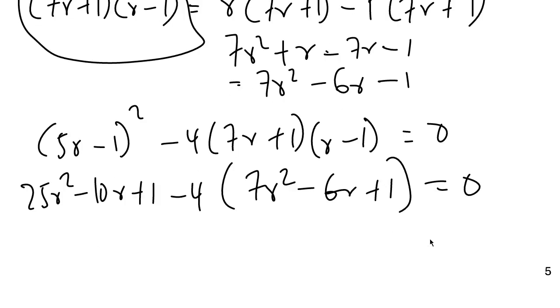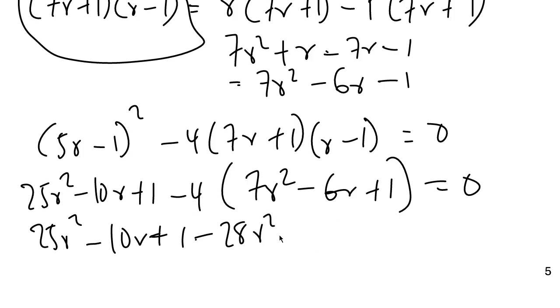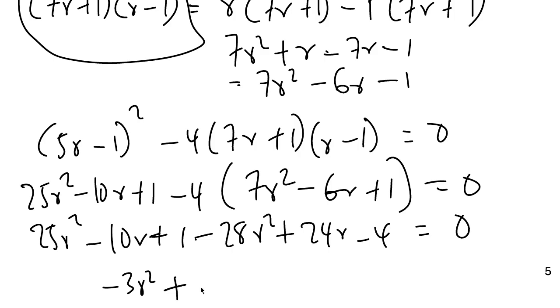Then on expansion of this, we get 25r squared minus 10r plus 1. Negative 4 times 7 is negative 28r squared. And then negative 4 times negative 6 is positive 24r. And then negative 4 times negative 1 is positive 4, everything equal to 0. So taking this and this, 25r squared negative 28r squared is negative 3r squared. And then negative 10r plus 24r is positive 14r, because it's the same thing as 24r minus 10r. And then 1 negative 4 is 1 minus 4, which is negative 3.